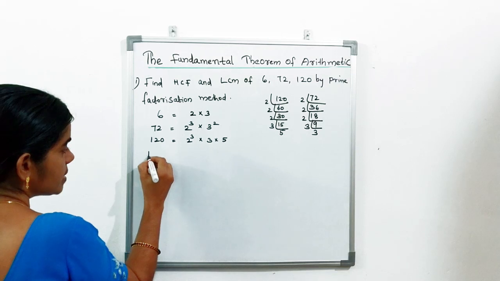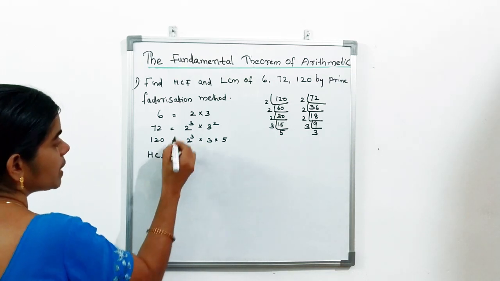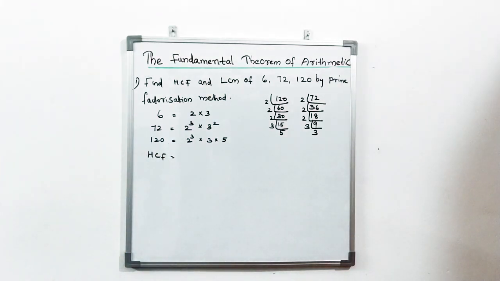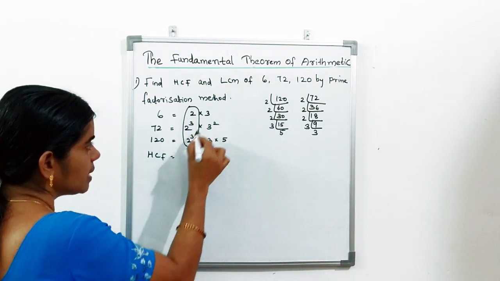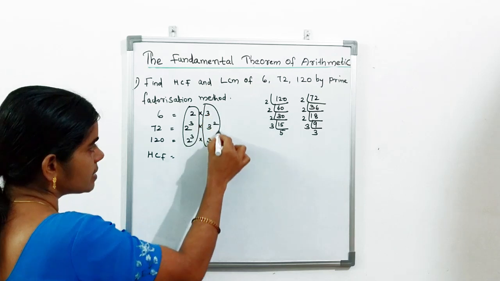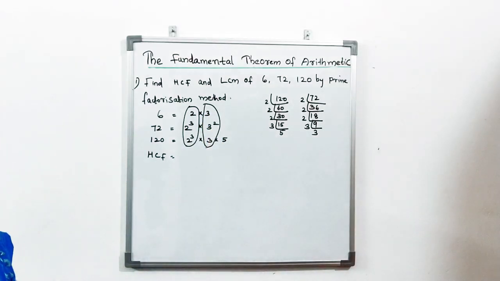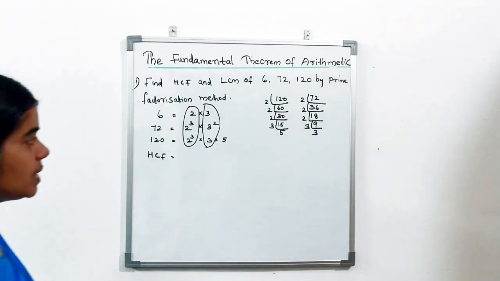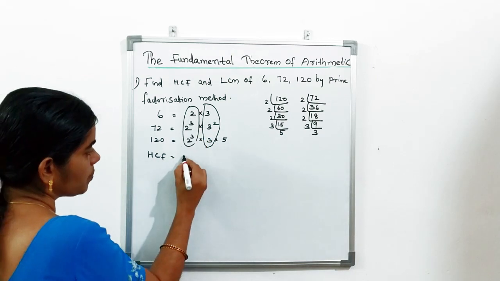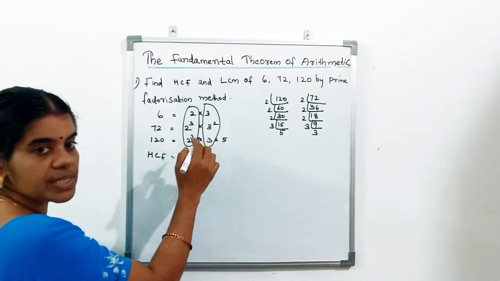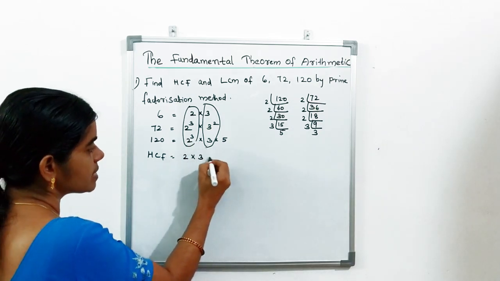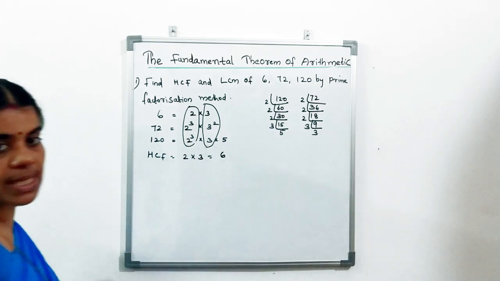Then HCF is equal to, here you want to take the common factors of the 3 numbers. Here the common one coming is 2. 3 is the another common number. Then for HCF, from the common numbers you want to take the smallest power. Here the smallest power of 2 is 2 raised to 1, that is 2. Then 3 with smallest power is 3 raised to 1, that is equal to 3. Therefore HCF is equal to 6.